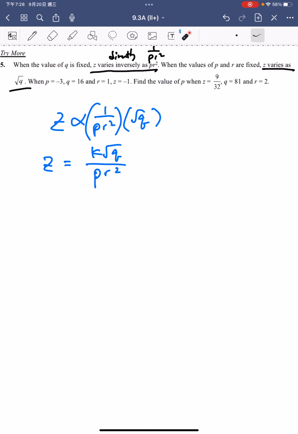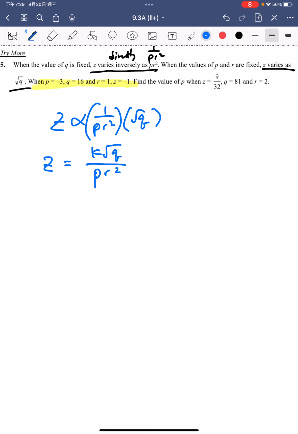So what's the meaning of when the value of q is fixed? It means that k and q are both constant. If k and q are both constant, then we have a big K here. With a big K as a numerator, z is inversely proportional to PR squared, right? For the next sentence, if p and r are fixed, then k and PR squared are constants. So we keep this as a big K, and z is proportional to the square root of q.